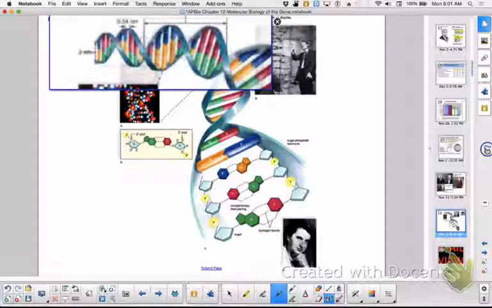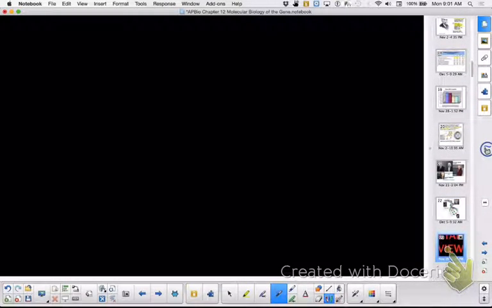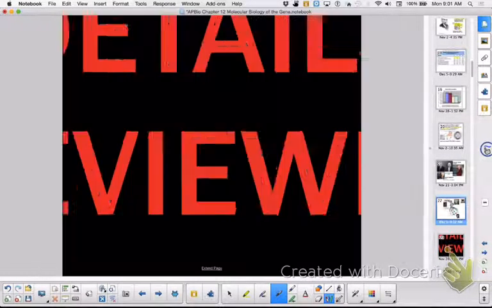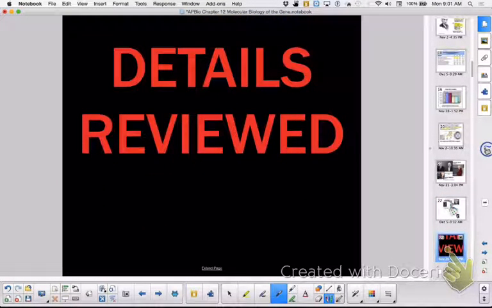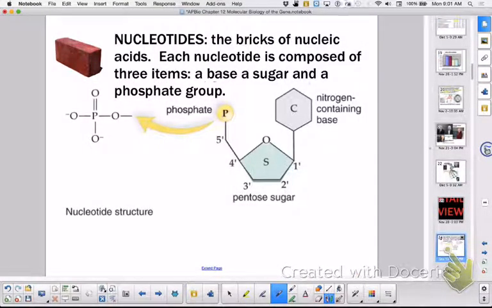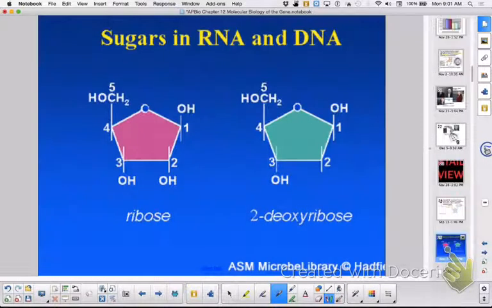So let's do a little review because I can tell that you are not quite getting that. Here is a nucleotide: base, sugar, phosphate. Is that a purine or a pyrimidine? It is a pyrimidine because it only has 1 ring. That is cytosine. Who would he bind to? Guanine. Okay, we need to review this a little bit. There are 2 kinds of sugars, ribose and deoxyribose. Which one would you find in DNA?